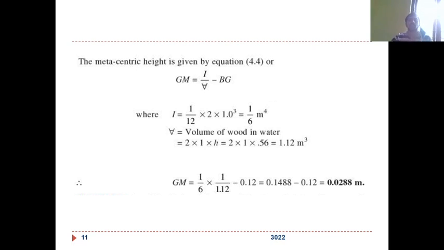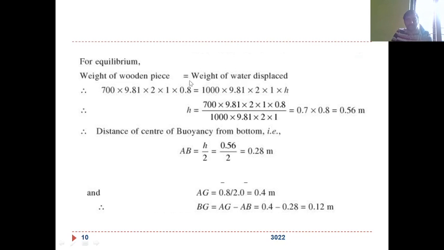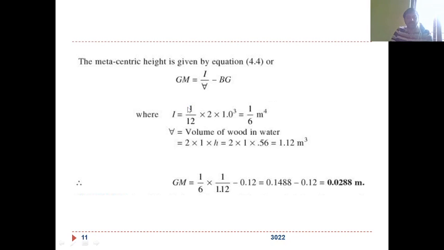So these are very simple problems. The only thing is, you need to calculate I properly, and you should understand how much of the dimension is inside water, and only the volume of the object inside water, an equivalent volume of water alone, will be displaced. So you need to equate the weight of the wooden piece to the weight of water displaced. From that you can calculate this H. Such simple things you should remember and understand properly, then it is easy to get the final answer. So we will stop for today. We will continue with a new topic in the coming class.